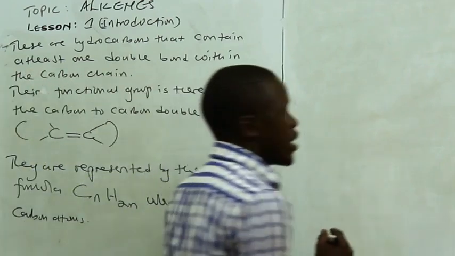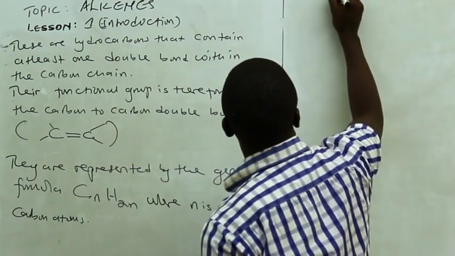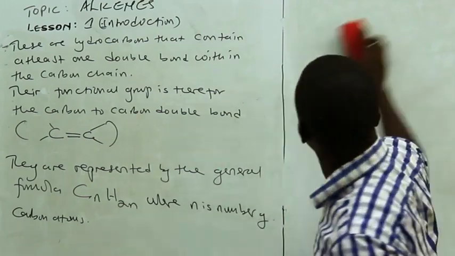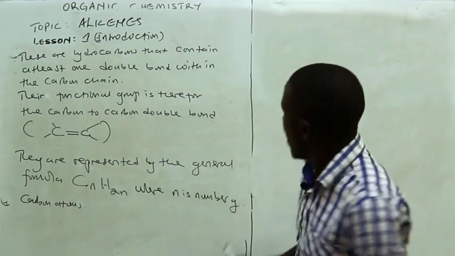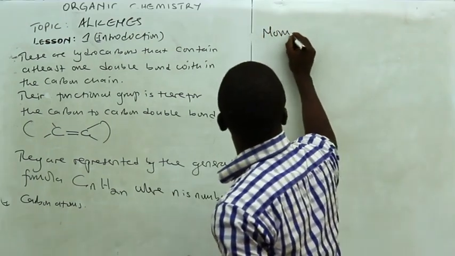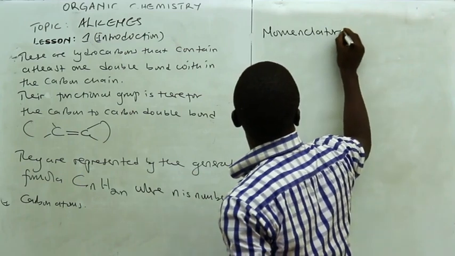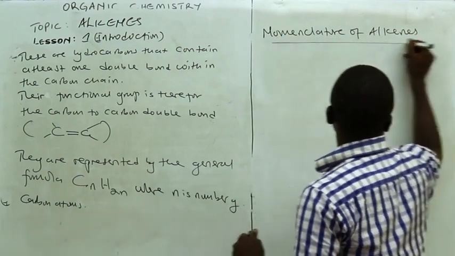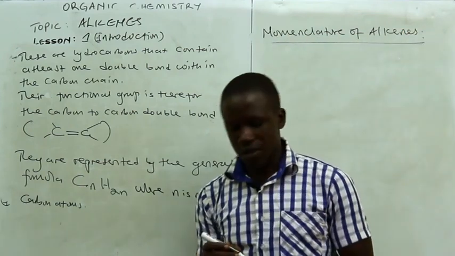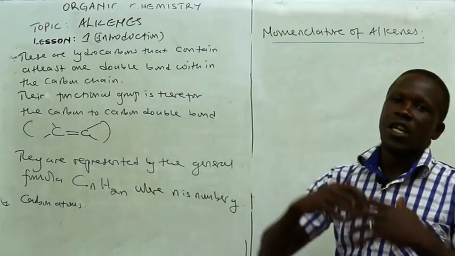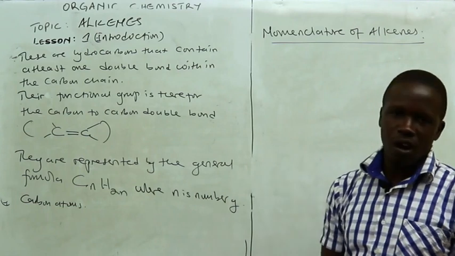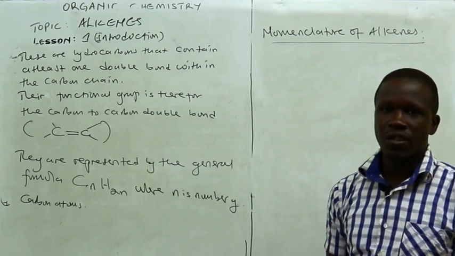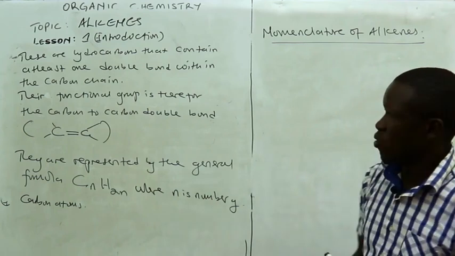Quickly, let us look at how we can name these organic compounds, what we call nomenclature of alkenes. The naming of alkenes gives us the ideas on how to name other organic compounds. So these ones we may not really delay so much on, but we shall see a few things that we need to incorporate in what we already know.